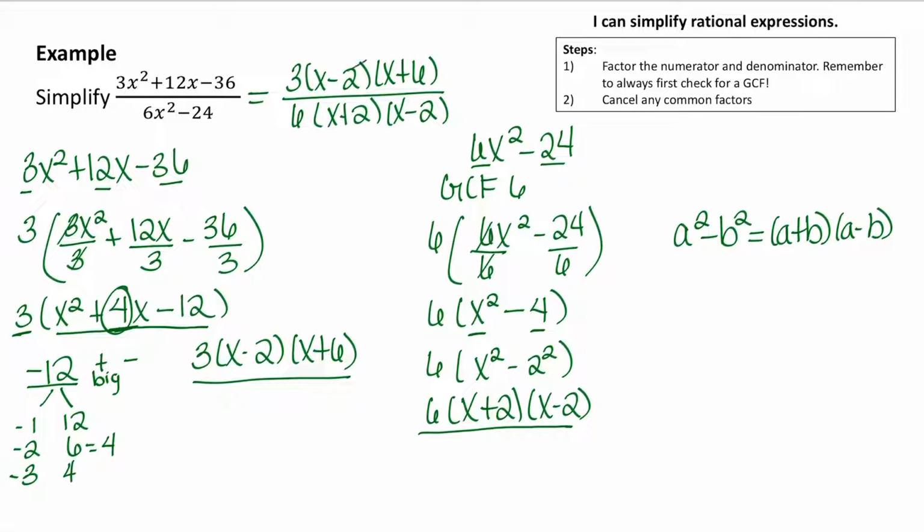So what we're going to do now is we're going to reduce this fraction, right? So you can see here this x minus 2 and x minus 2 will cancel, and then 3 and 6 will reduce, right? So this will leave me with 1, and then 3 goes into 6 2 times. So that basically leaves me with x plus 6 over 2 times x plus 2, right? That is my final simplified form of this rational expression.